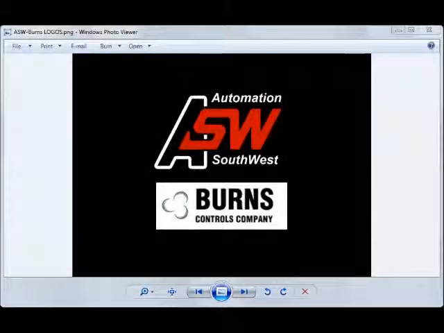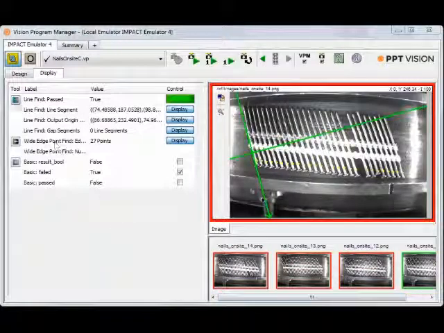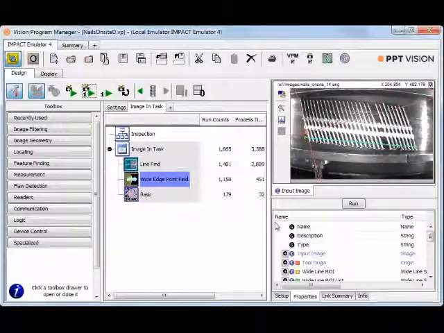I'm with Automation Southwest. We're working with Burns Controls on a machine vision application out at Progressive Steel. Our sales engineer at Burns Controls is Mike Eklund. The system we're looking at is bundles of nails as they come through the manufacturing process. In this case, the bundles of nails are put together with this kind of glue material so that they can be put into a nail gun as a cartridge.